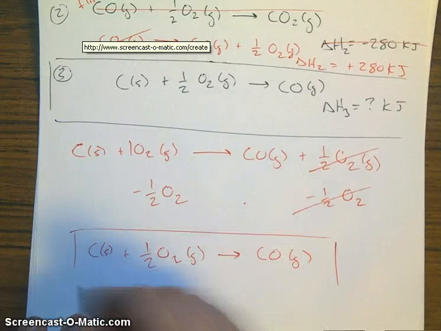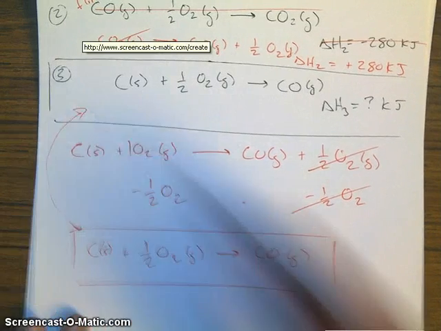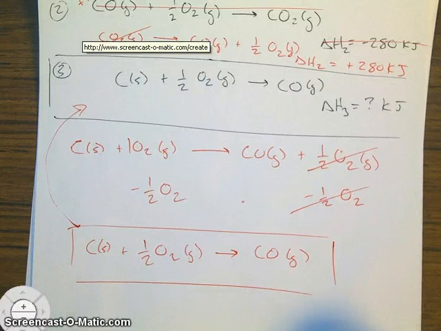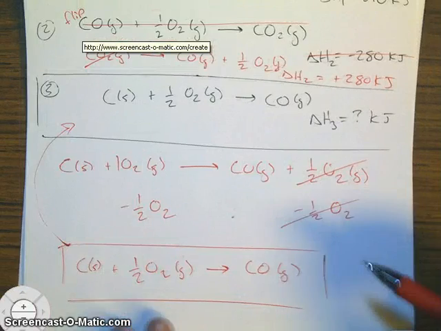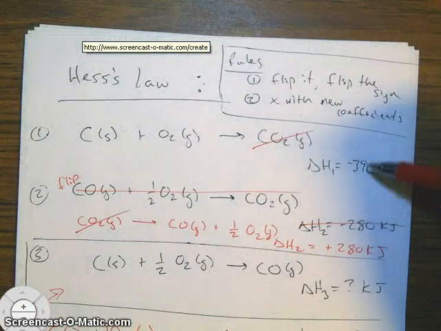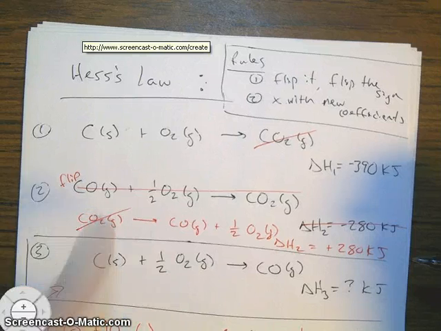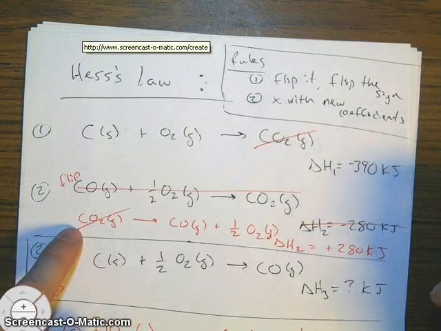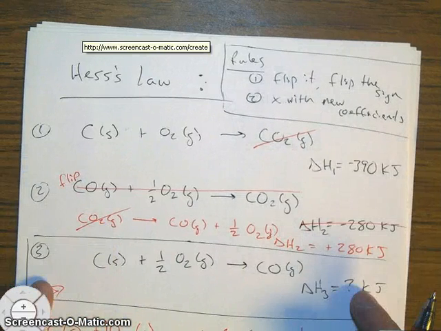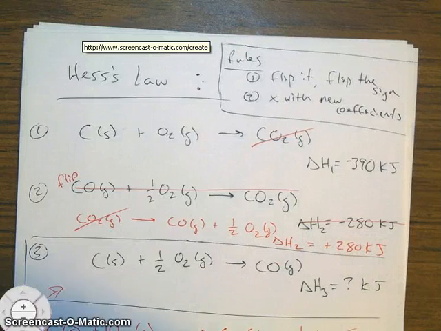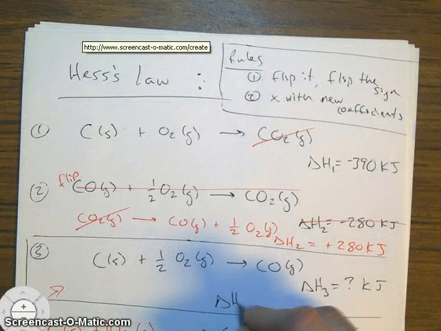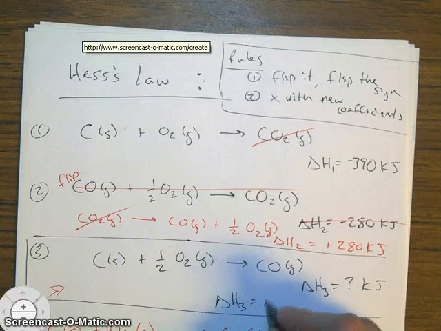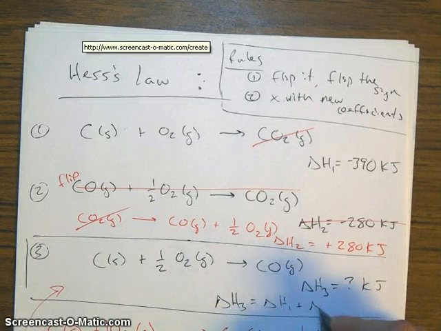So, hey, that adds up to this, right? That's the same thing. So that means that I added these two original equations together, but I had flipped number 2. So I had to flip number 2, add them together, and then I get this final one. Which means, now watch carefully, delta H3 has to be equal to delta H1 plus delta H2.